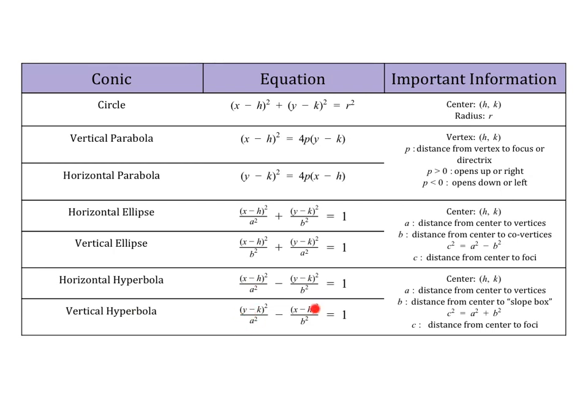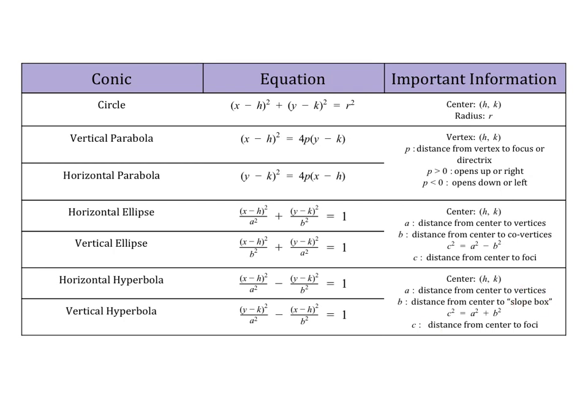You'll see here again we have the shifts that help us find the center, which is going to be at (h, k). a, remember, is the distance from the center to the vertices. Here it's going to be horizontal, here it's going to be vertical. b, we use as the distance from the center to the other side of that slope box. Remember, we create that little slope box that helps us draw our asymptotes, so I'll just call it the slope box.